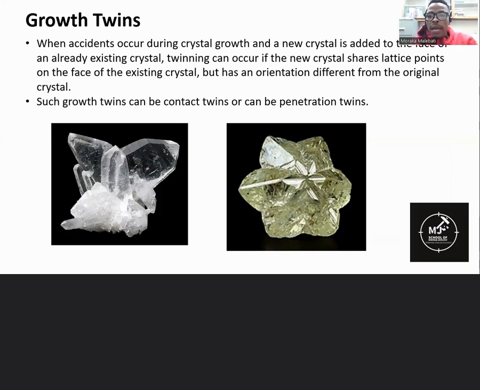So twinning can occur if the new crystal shares lattice points on the surface of the existing crystal, but it has an orientation different from the original crystal. So they share the lattice points, like how you've seen them, the contact, sharing the mirror plane or compositional plane. But when they're sharing like that, it might happen that the orientation is different. So such growth can be contact twins or can be penetration twins. It can be either of the two.